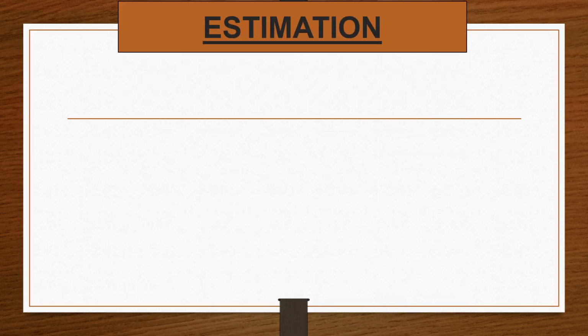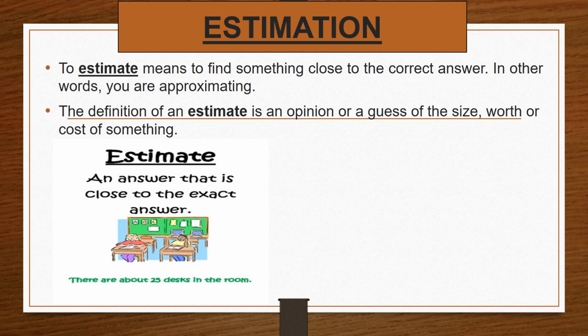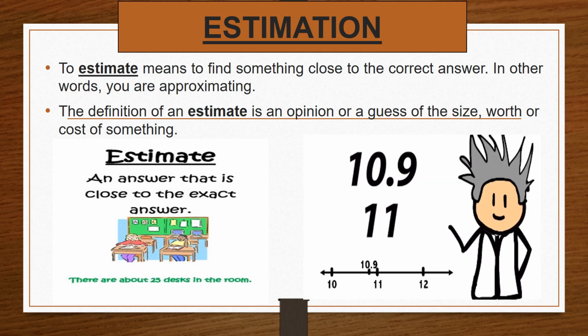First topic of the video is estimation. So students, do you know what is estimation? To estimate means to find something close to the correct answer. In other words, you are approximating. The definition of an estimate is an opinion or a guess of the size, worth or cost of something. Estimate is an answer that is close to the exact answer. Like if your answer is 10.9, you can write approximately 11.